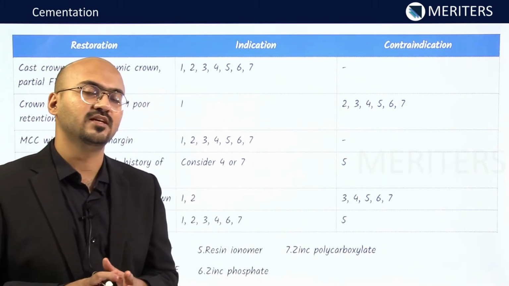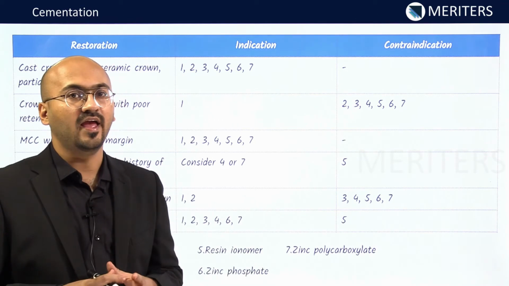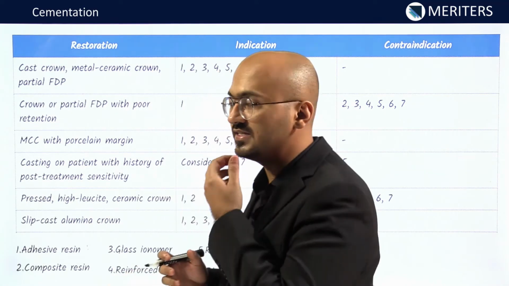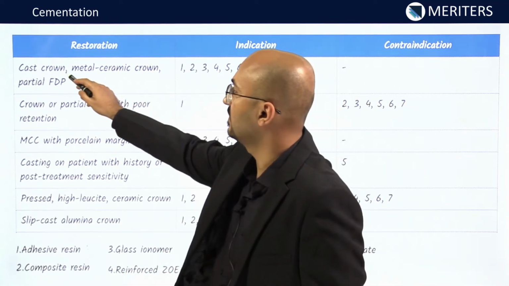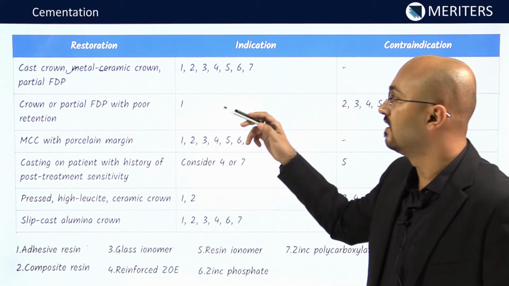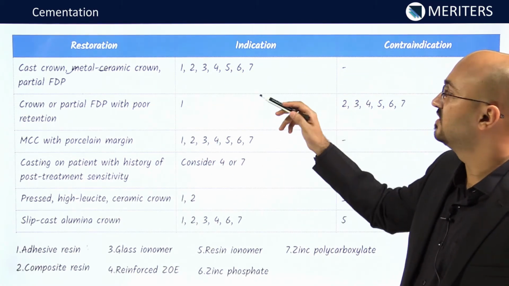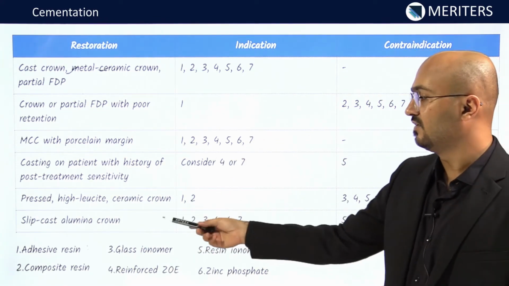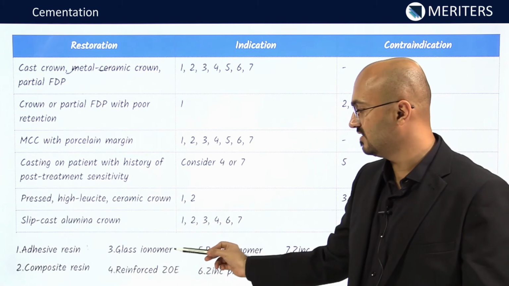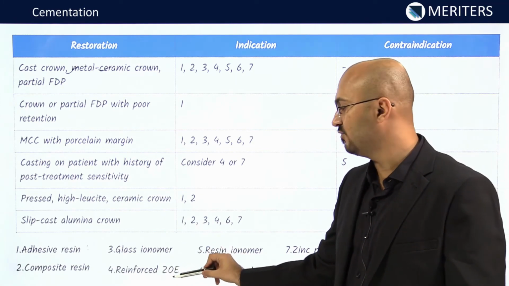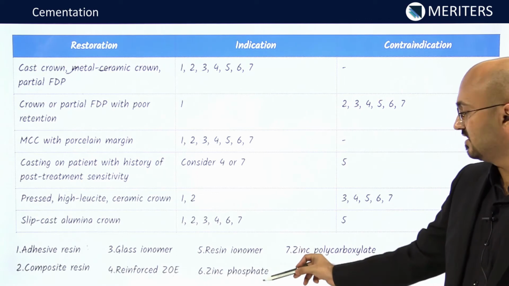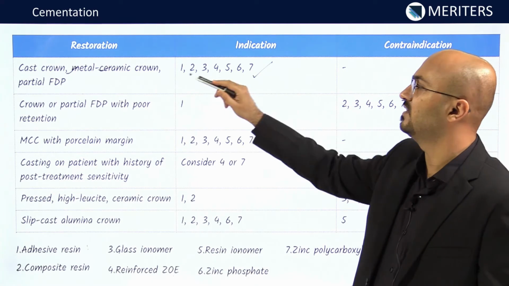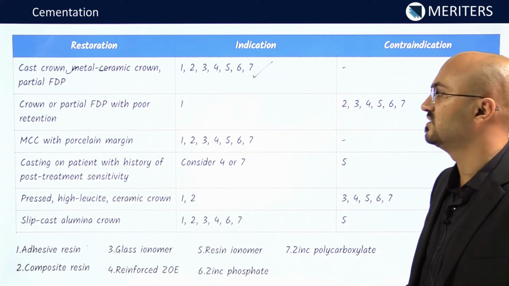So now we've already seen the required properties of a luting agent and how they are going to affect your restoration. So let's have a look at the summary of these things. Suppose you have a cast crown and a cast metal ceramic crown with the FPD or a single crown, a bridge, then which cements would you use? So we have a list of 1 to 7 cements here in the index. First being adhesive cement, second being composite resin, third is glass ionomer. Then you have reinforced zinc oxide eugenol, resin ionomer, zinc phosphate and zinc polycarboxylate. So all these cements can be successfully employed for cementation of cast crown restorations and bridges.